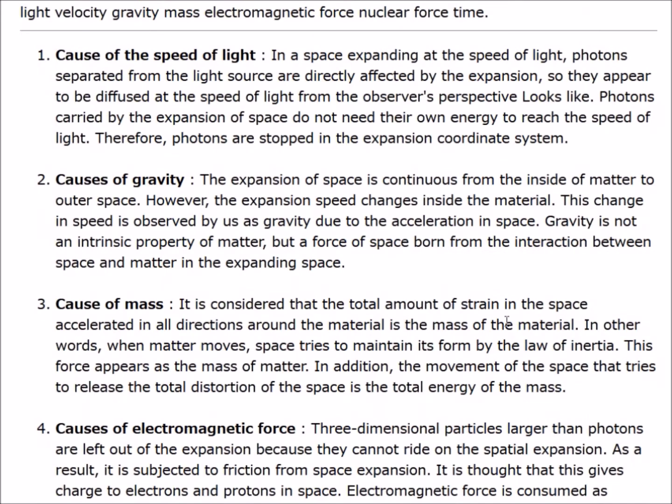Causes of gravity: the expansion of space is continuous from the inside of matter to outer space. However, the expansion speed changes inside the material. This change in speed is observed by us as gravity due to the acceleration in space. Gravity is not an intrinsic property of matter, but a force of space born from the interaction between space and matter in the expanding space.